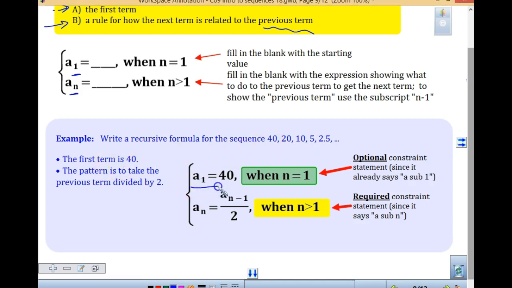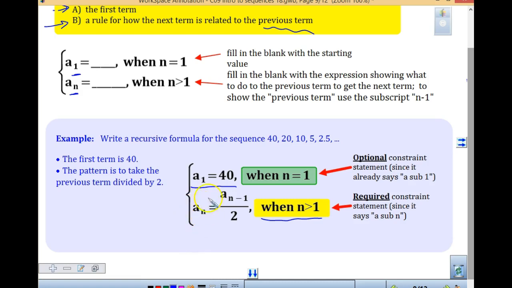So when you write that down, we put a to the 1 is 40. This is when n equals 1. Notice it says this is optional. Usually you don't have to put this one. You do have to have this. This is required. So when I look on the test or on a quiz, I'm going to look for the first term. I'm going to look for you to tell me a to the n.